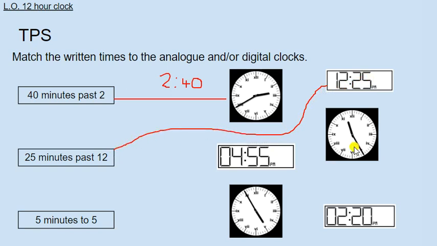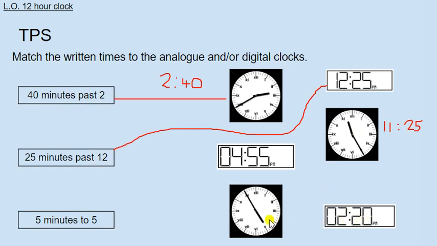There we go. What have we got here then? It's gone past 11. It's gone 5, 10, 15, 20, 25 minutes past 11. So that would be written as 11:25. But that's not one of these, is it? That's 2:20.